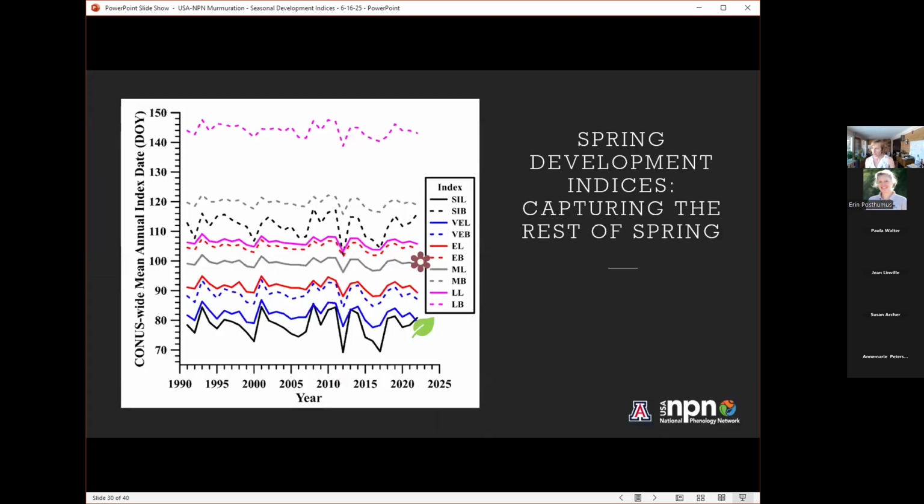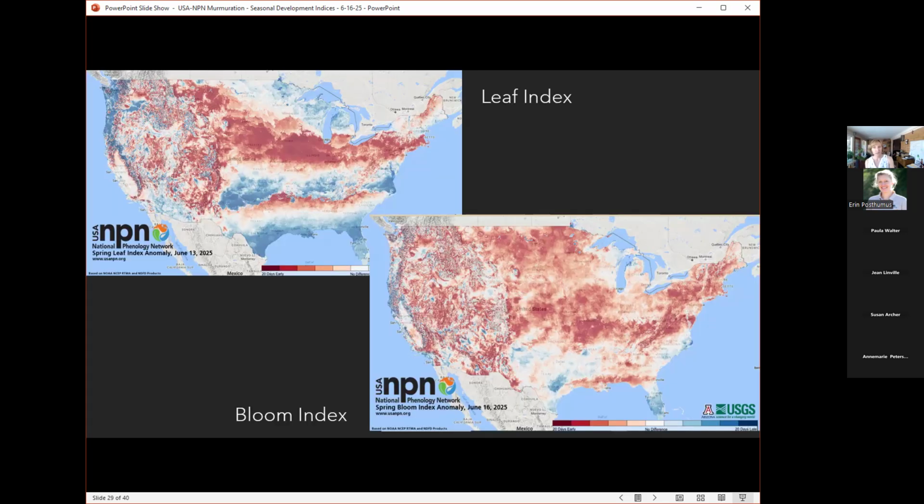Okay, where are we going with this though? So the cool thing about these maps is that they allow us to tell a story about whether spring started earlier or late at your location. However, they only take us through kind of the middle of the spring season.